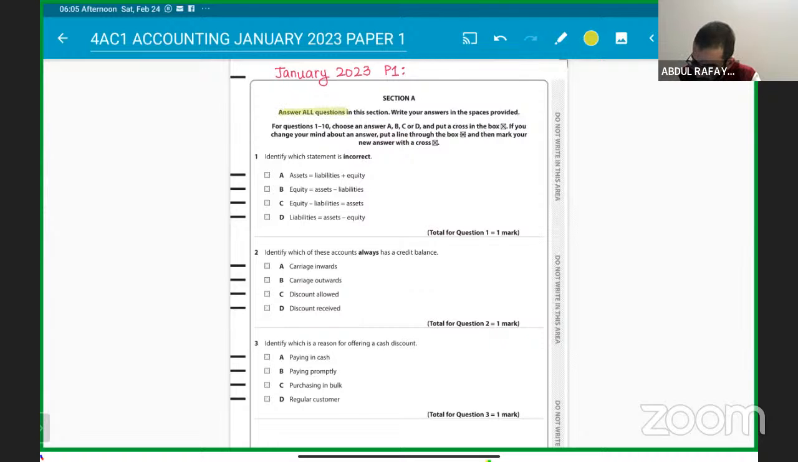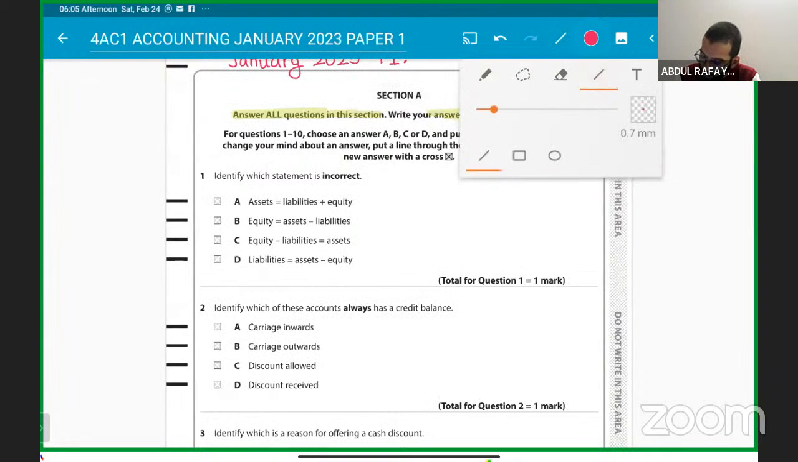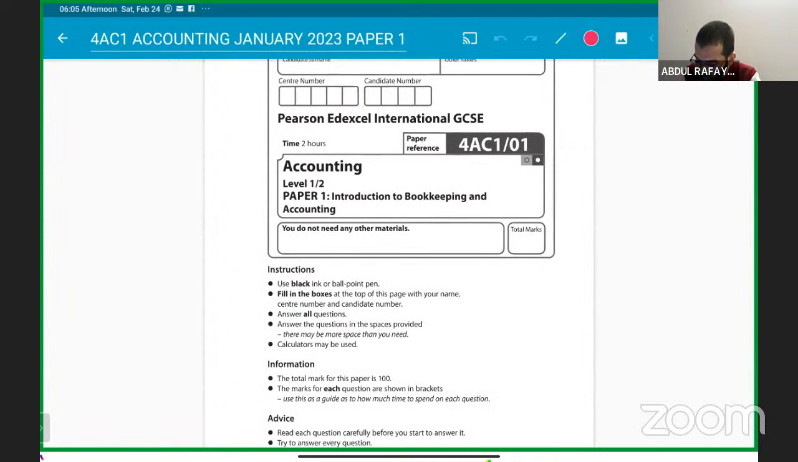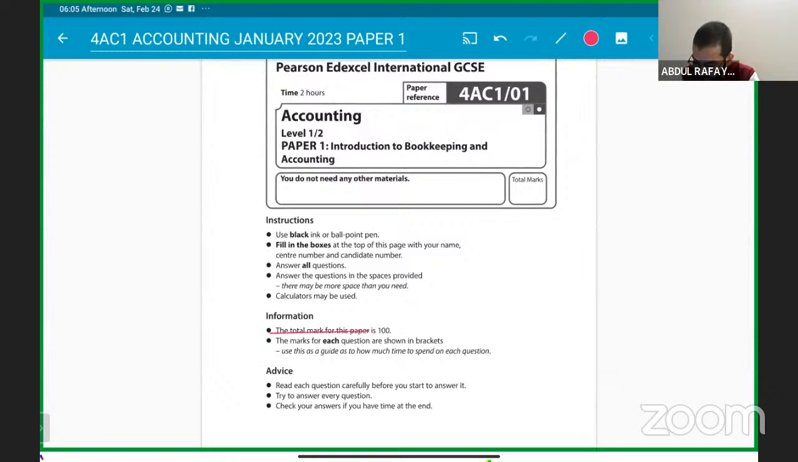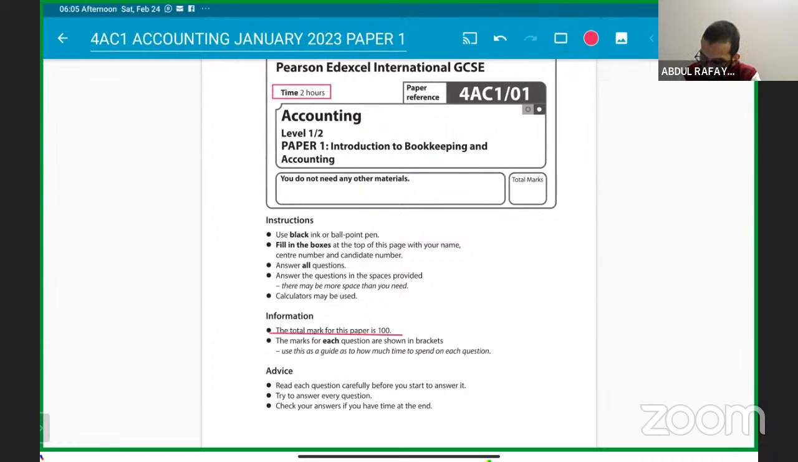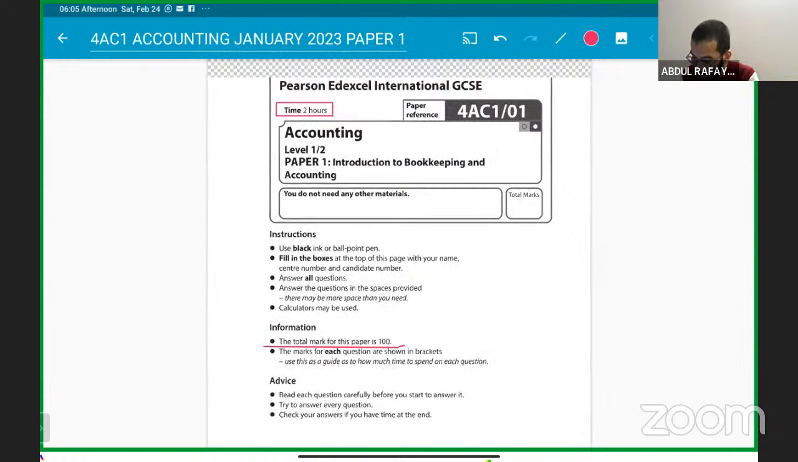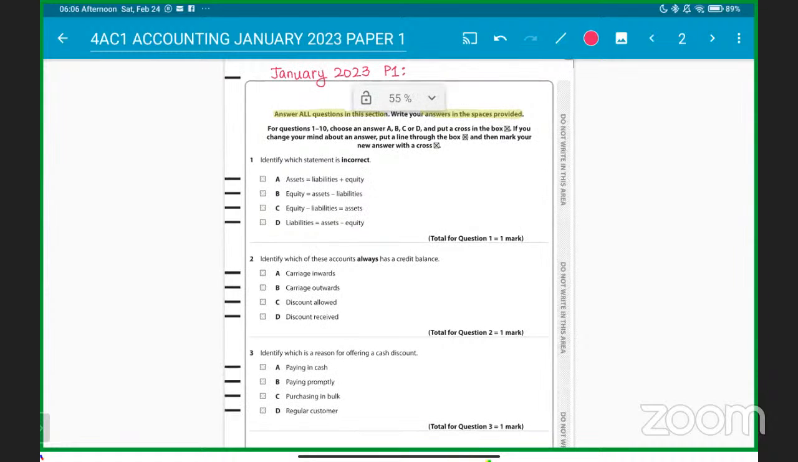Answer all the questions in this section. Write your answers in the spaces provided. Let's also talk about paper one. The total mark for paper one is 100, and the time we have is 2 hours, so it's a bit more time. We have to try to get the full 100 marks.